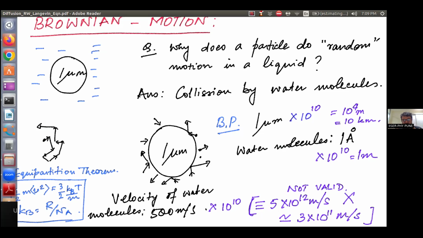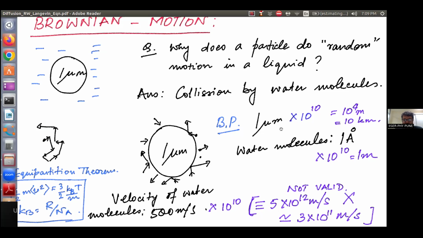So let's think that we scale up the size of the water molecule. We multiply the size of the water molecule by 10 to the power 10. The 1 angstrom times 10 to the power 10 will give 1 meter. So let's assume each of the water molecules is of the size of 1 meter, the size of a human.